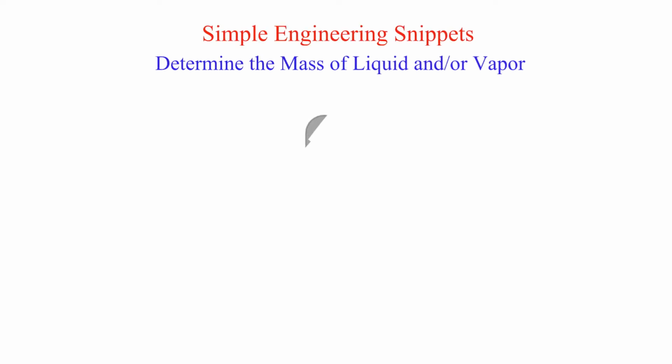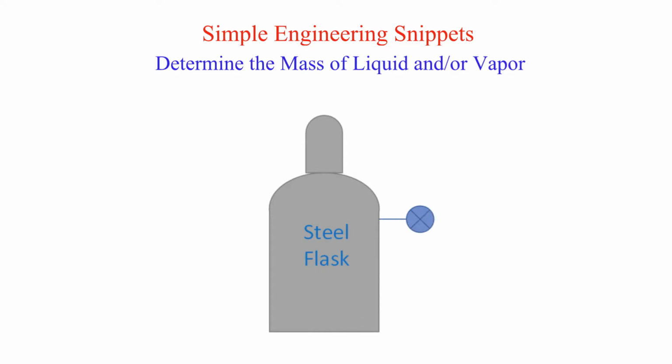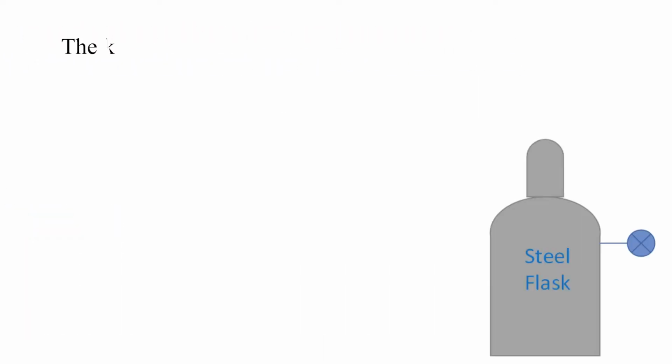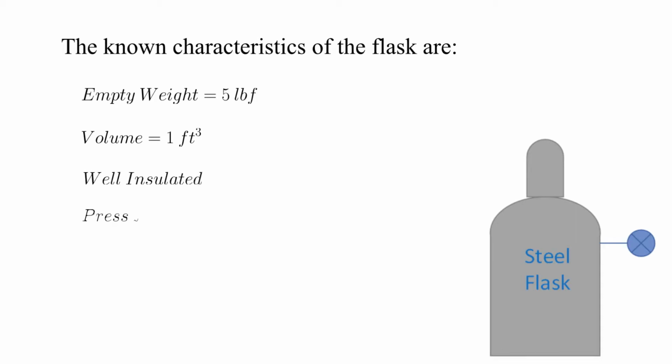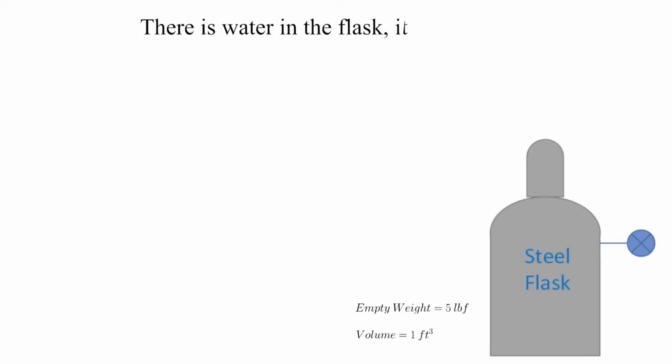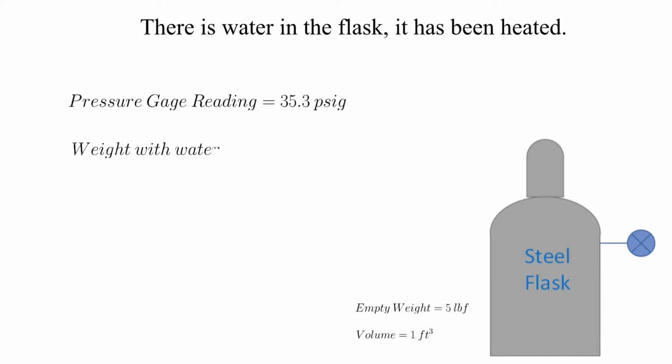In this video, we will be using water properties to determine the amount of liquid and/or vapor in a container. This is what we know about the container or flask. Note that it has an accurate pressure gauge, but it does not have any temperature indication. The pressure gauge reads 35.3 psi. The flask with contents weighs 50 pounds.